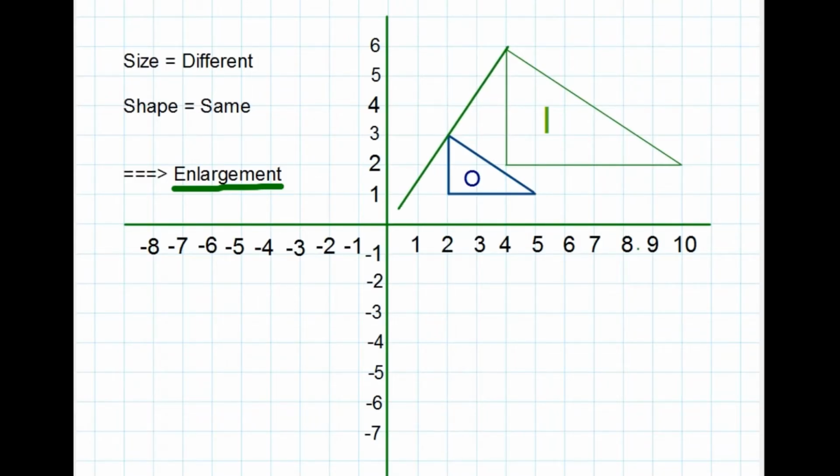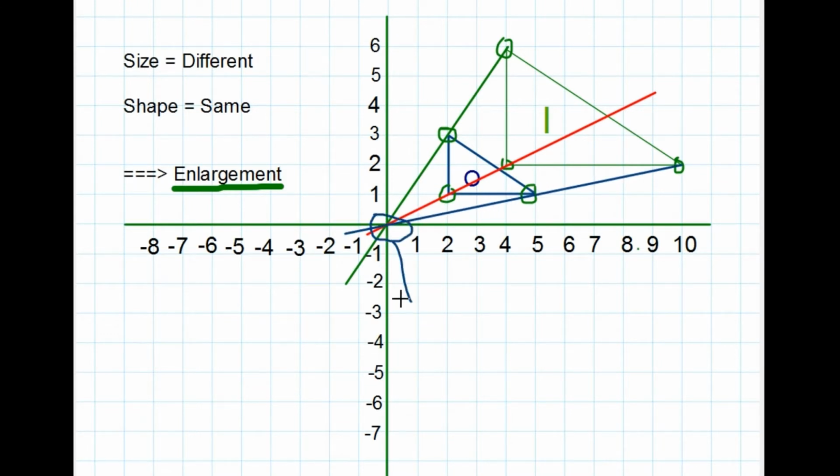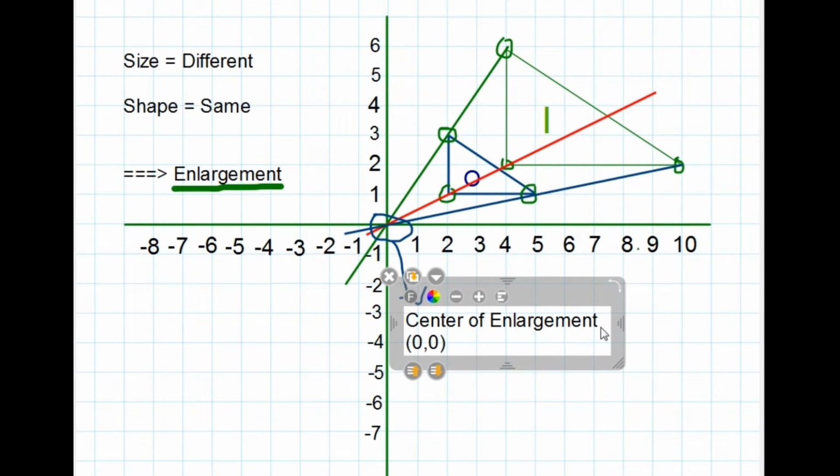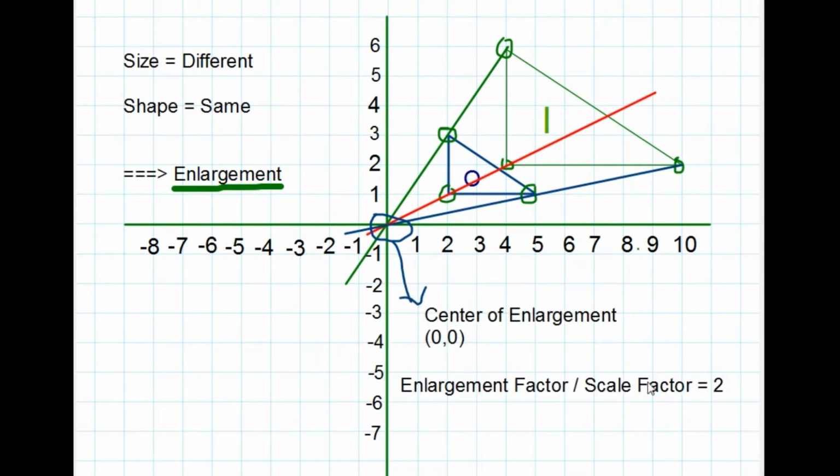Now join the corresponding vertices of object and image and extend each line from the larger to the smaller figure as shown. The point of intersection of all lines is known as the center of enlargement. Here (0, 0) or the origin is the center of enlargement. The enlargement factor or scale factor is 2 times. When we multiply each parameter of the object with 2, we get the relevant parameter of the image.